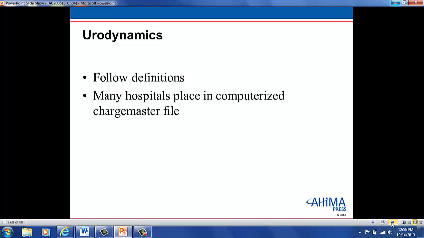Codes 51725 through 51798 describe urodynamic procedures that may be reported separately or in combination when more than one procedure is performed. Modifier 51 should be reported when multiple procedures are performed. And remember, modifier 51 is for physician use only. These procedures are performed either by the physician or under his or her direction.